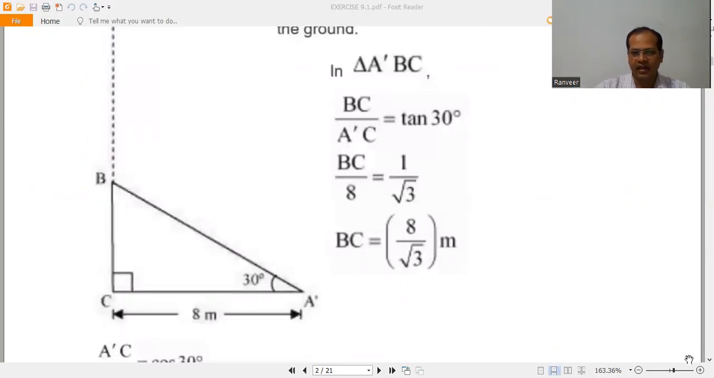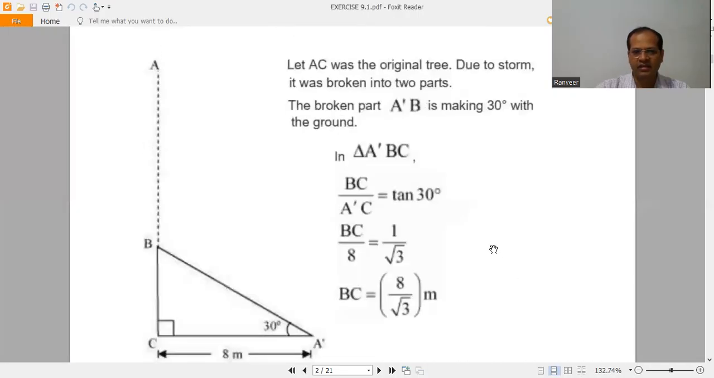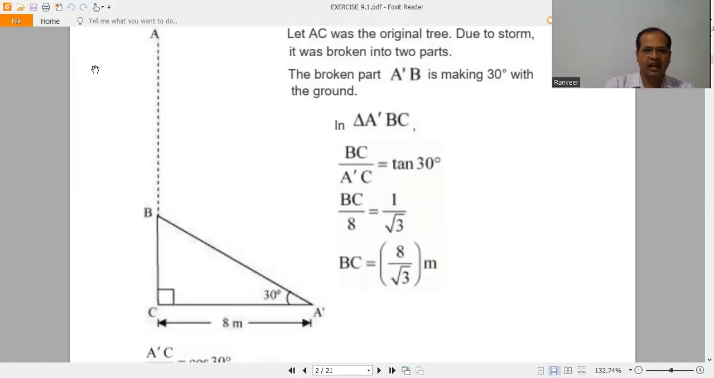Now, according to the question, this is the tree, and this part is broken and then falls down in this way, that is A dash B, making an angle of 30 degrees, and this length is given as 8 meters. So we have to find out this height.